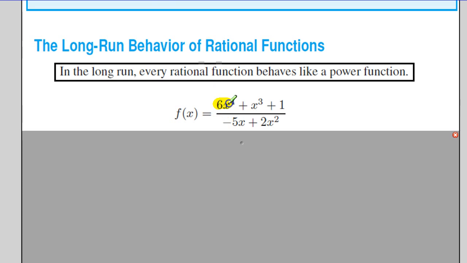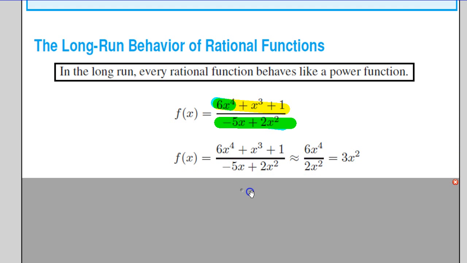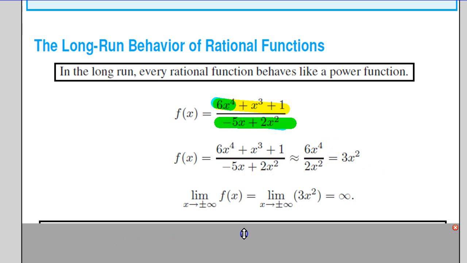If you recall, the numerator function is a degree 4 polynomial function with the leading term of 6x to the 4th, and the denominator function is a polynomial function with the lead term being 2x squared. Then, in the long run behavior, the numerator function looks like 6x to the 4th, and the denominator function looks like 2x squared. That's when x is really, really big, and that's when x is really, really small. When I divide these two functions by one another, I get 3x to the second power. So essentially, I can describe the long run behavior using the limit in my description.